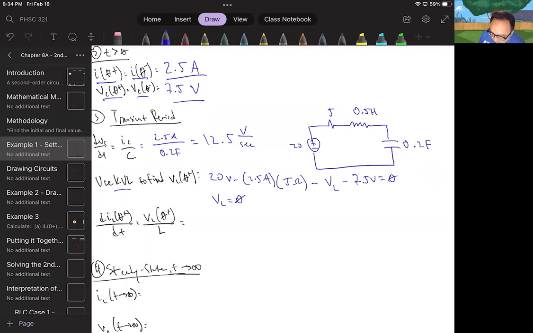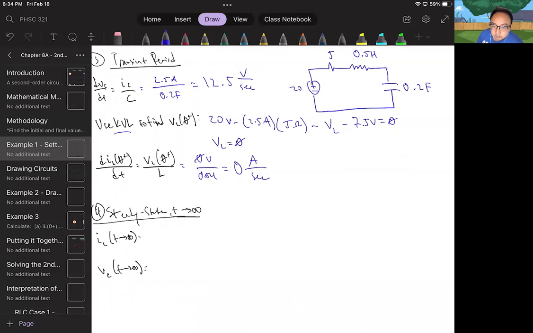And likewise, when it comes to the change of current in the inductor, hopefully I didn't spoil it in the last variable that we solved for, but it's essentially 0 volts divided by 0.5 henries, which will give you 0 amps per second. So same story goes with the current of the inductor as well.